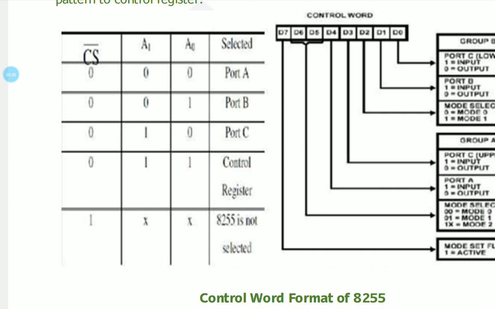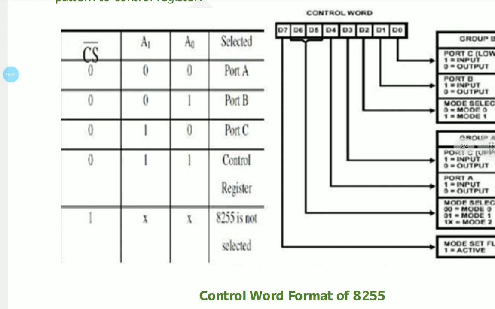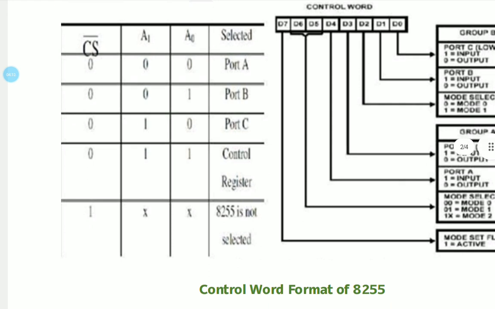And next, we are going to compare these 3 and select the ports. If all 3 are 0, that means your chip select should be equal to 0 and A0 and A1 should be equal to 0. Then your 8255 will work under port A. If A1 is 0, A0 is 1 and chip select is 0, your 8255 will work under port B. Next is 1, 0, your port C, and 1, 1 is used for your control register.